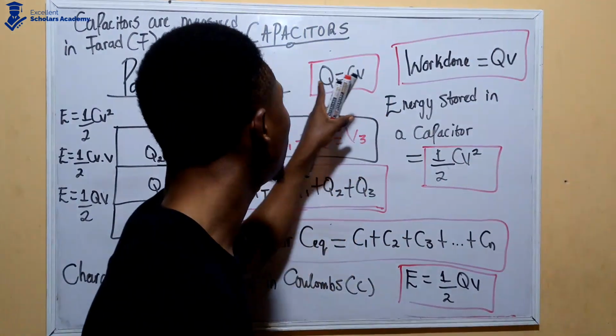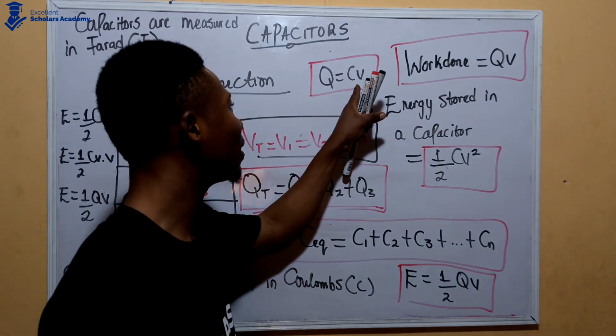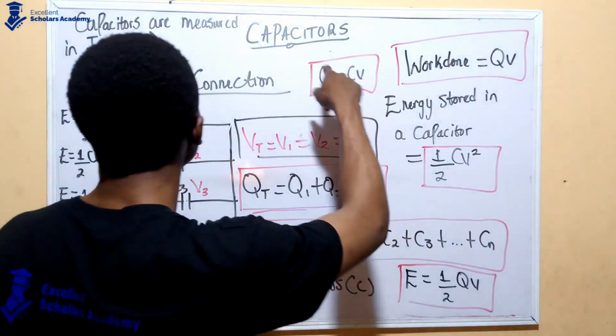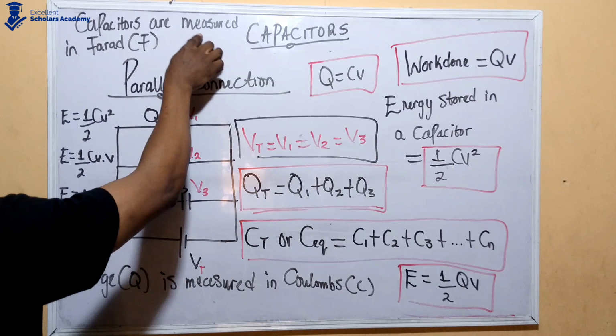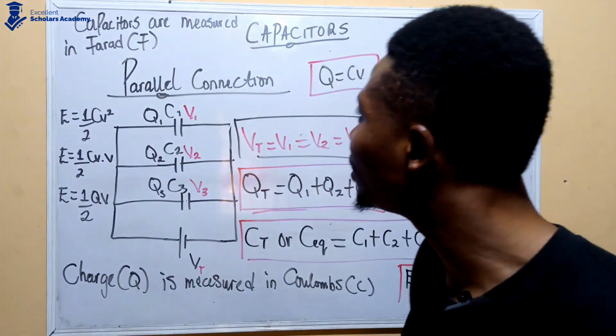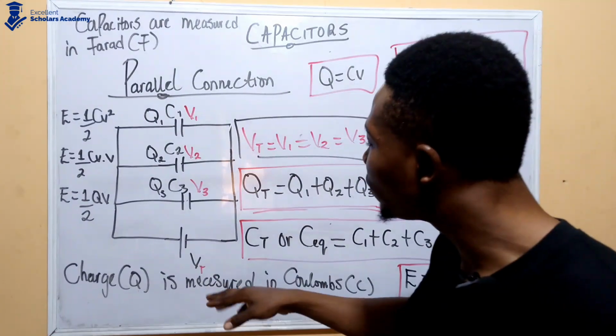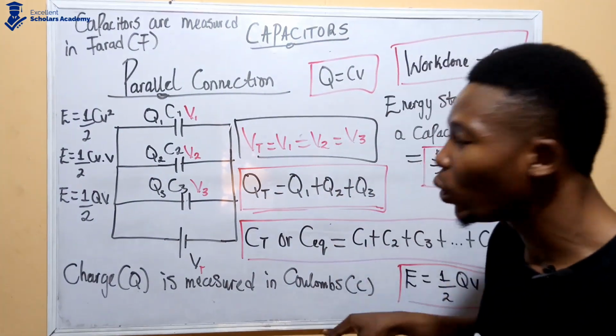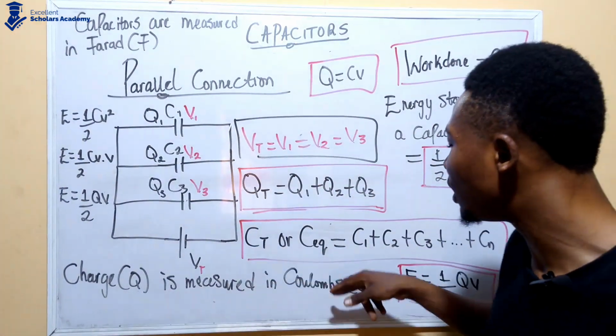Work done is QV, and charge stored in a capacitor is CV. Do not forget, capacitors are measured in farad, and also the unit for charge is coulombs. That's charge is measured in coulombs.